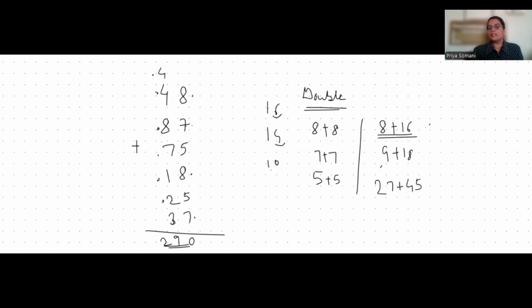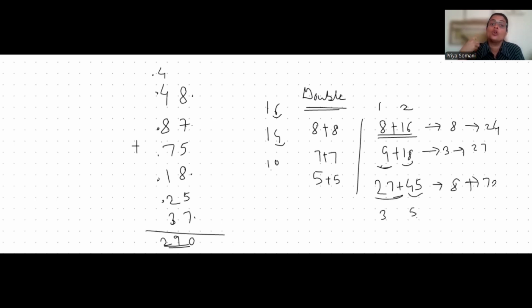8 is the first multiple, 16 is the second multiple of 8, which is making the third multiple of 8, that is 24. 9 is the first multiple, 18 is the second multiple, which is making the third multiple of 9, which is 27. 27 is the third multiple, 45 is the fifth multiple, which is making the eighth multiple of 9, that is 9 eights are 72.